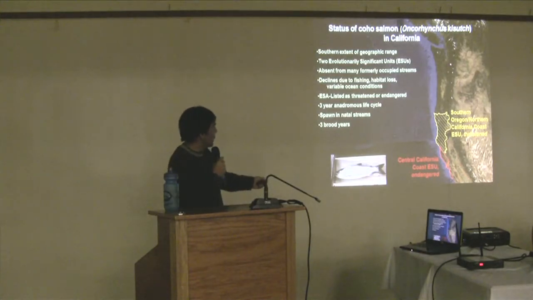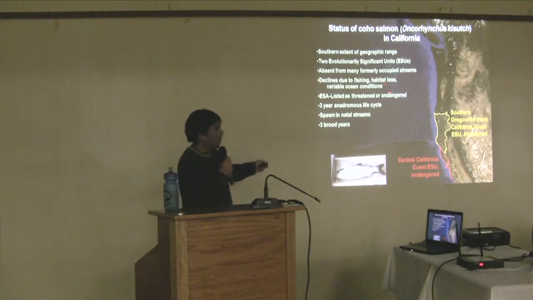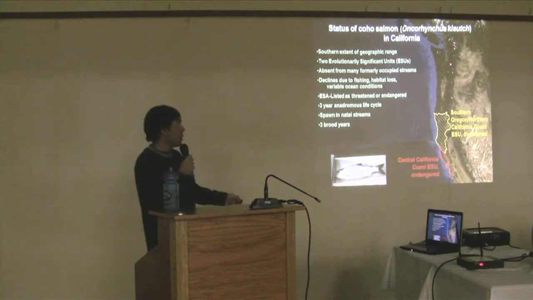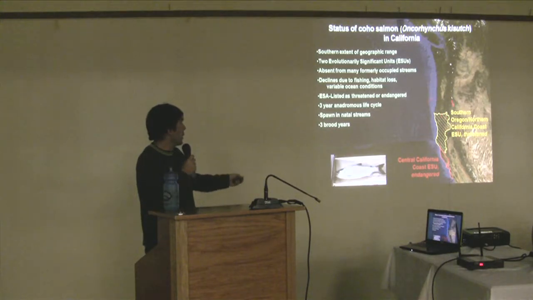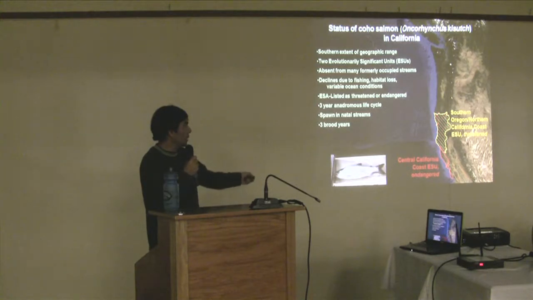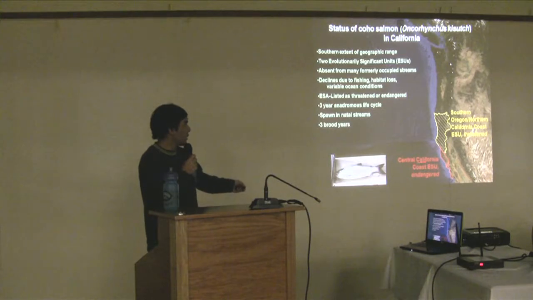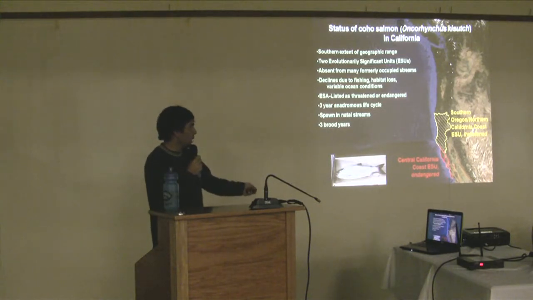So this is just a little bit of an overview of coho salmon in California. We have two ESUs of coho salmon in California, as I'm sure you all know. They're both protected under the U.S. Endangered Species Act. The Southern Oregon, Northern California Coast ESU is threatened, and it includes populations from the Rogue down to the Eel River. And then the Central California Coast ESU, which is ESA listed as endangered, stretches from there down to Santa Cruz County.